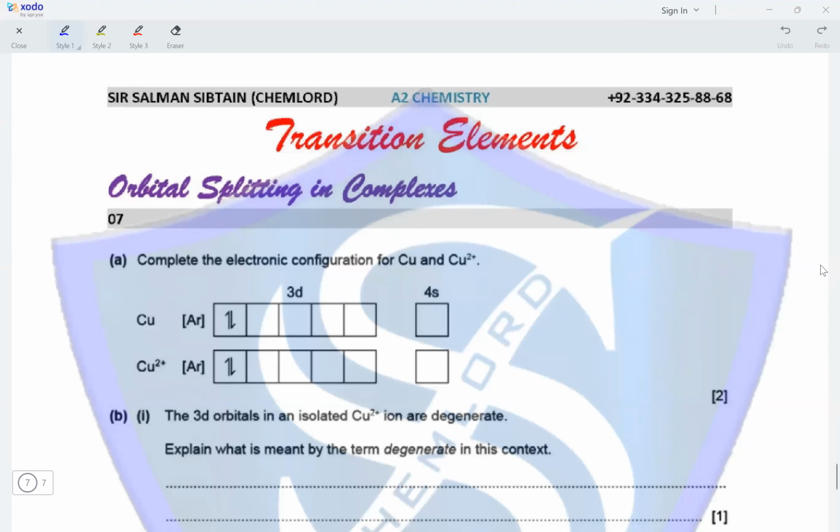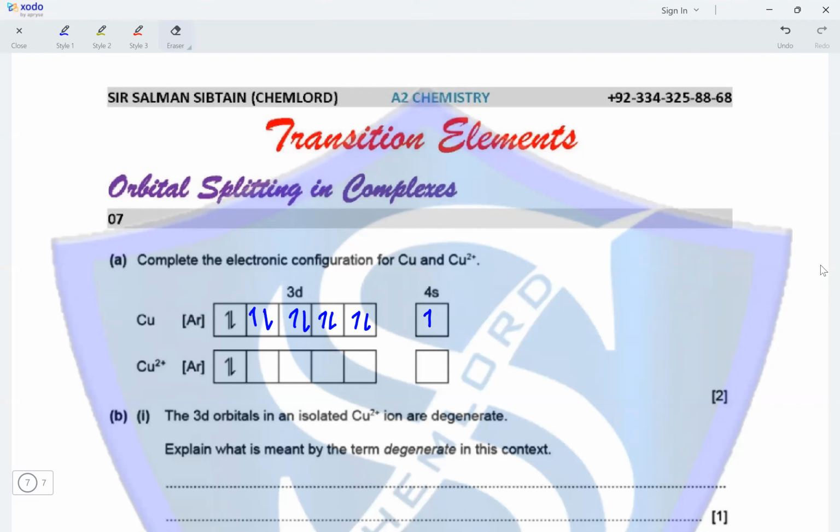Question 7. Complete the electronic configuration of Cu and Cu2+. Copper has an atomic number of 29. So the electronic configuration for the 3d and the 4s for copper would be 3d10 and 4s2. Actually, not 3d10 4s2, it would be 3d10 4s1. It's 29, not 30. So 4s1.